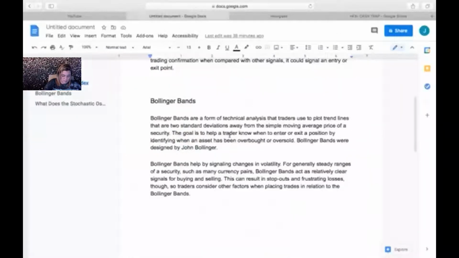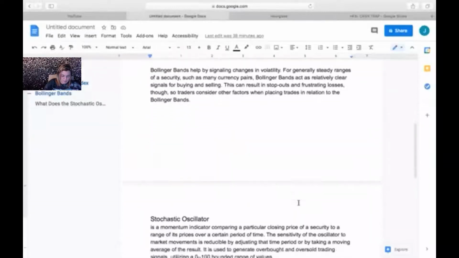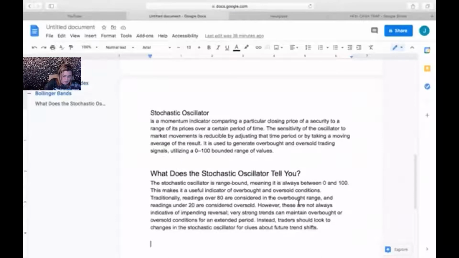All right, now, those are Bollinger Bands. Cool. Now we go to the stochastic oscillator. So the stochastic oscillator is a momentum indicator comparing a particular closing price of a security to a range of its prices over a certain period of time. The sensitivity of the oscillator to market movements is reducible by adjusting that time period or by taking a moving average of the result. It is used to generate overbought and oversold trading signals.